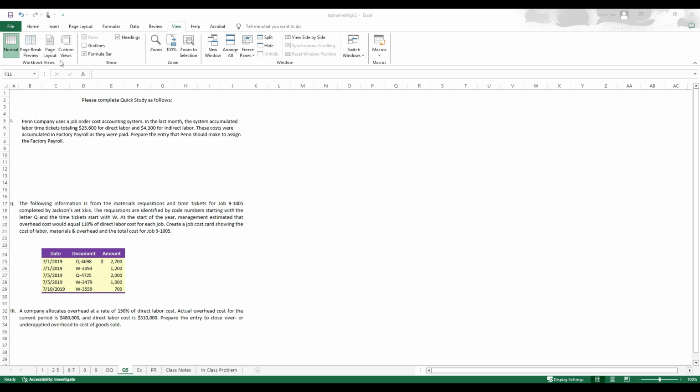Question number one says this company uses a job order costing system. In the last month, the system accumulated total labor time tickets totaling $25,600 for direct labor and $4,300 for indirect labor. These costs were accumulated in factory payroll as they were paid. Prepare the entry that Penn should make to assign the factory payroll. So what we want to do in these problems, which we've been learning throughout, is the process of moving the cost from one place to another, basically.